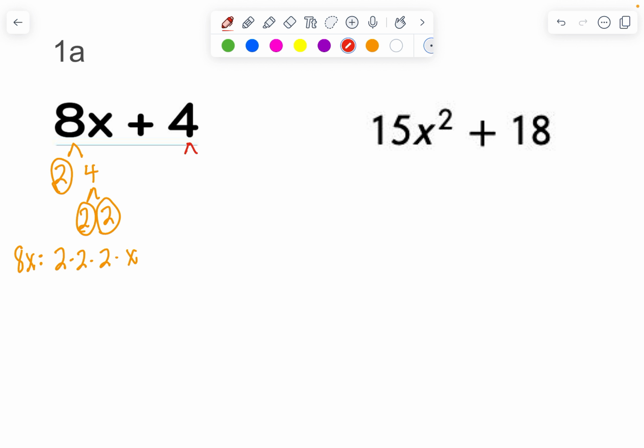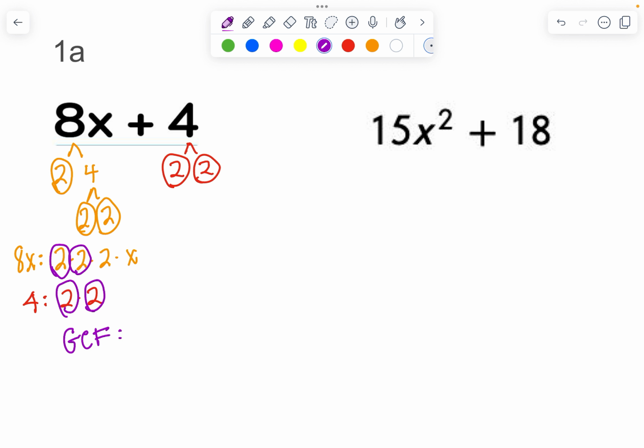And then looking at 4, 4 is just 2 times 2. Those are both prime. We can't do anything else with those. So 4 is just 2 times 2. Our GCF then is anything that's common to both, which is 2 times 2, which is 4. So the GCF of 8x and 4 is just 4.